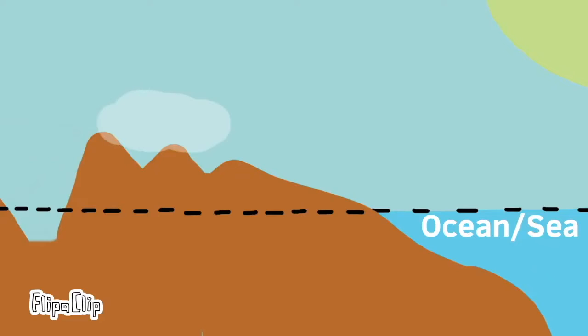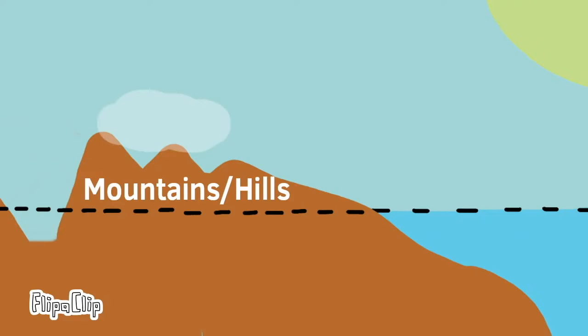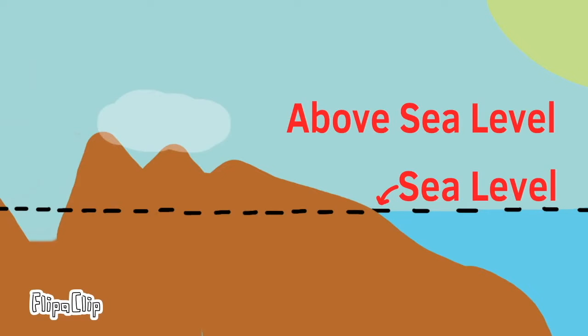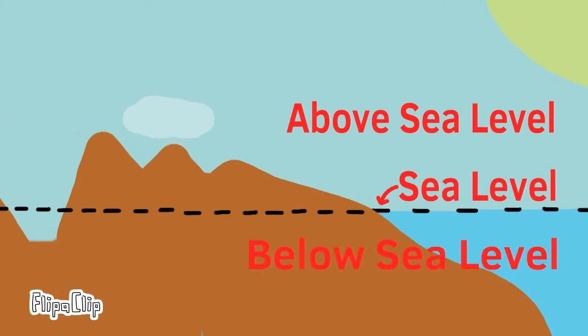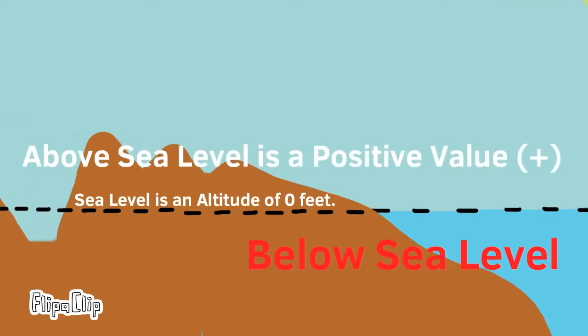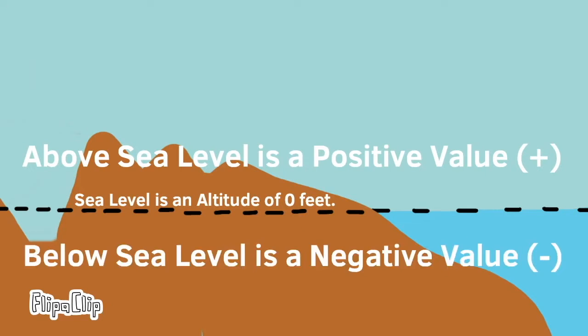A lesson in elevation. Here's a simple illustration with the ocean, mountains, and a valley. The black dotted line represents sea level. Above the line would be above sea level. Below the line would be below sea level. Sea level is an altitude of 0 feet. Above sea level is a positive value, and below sea level is a negative value.